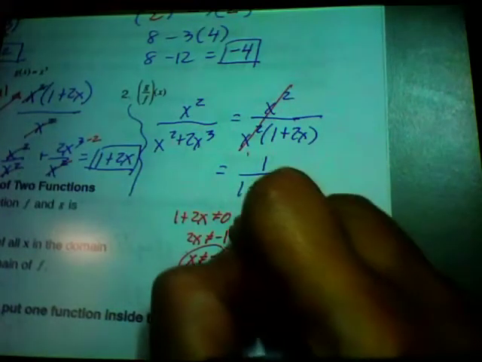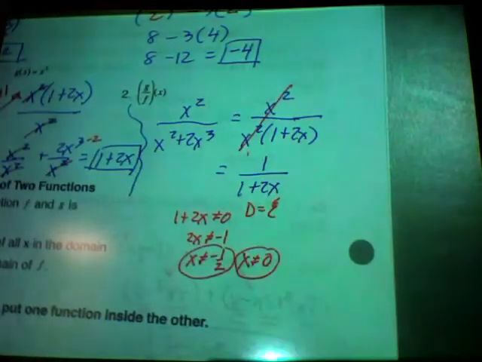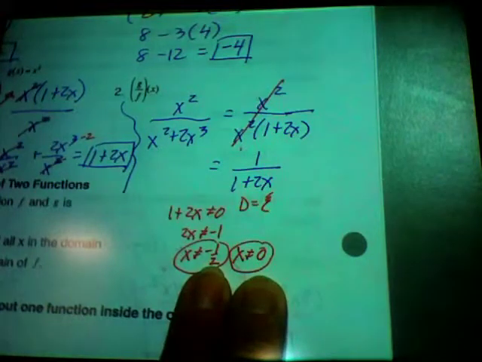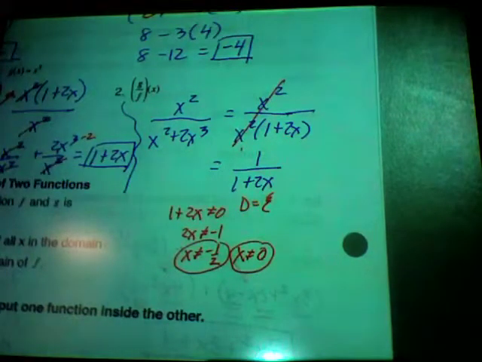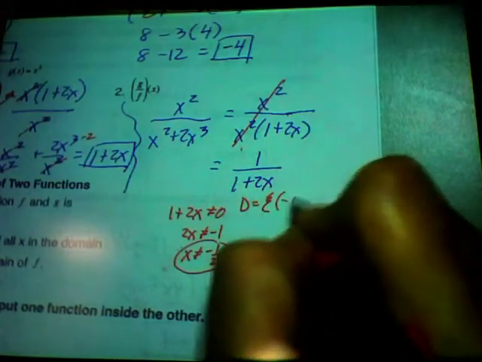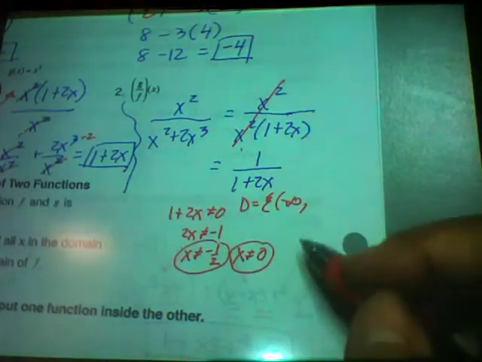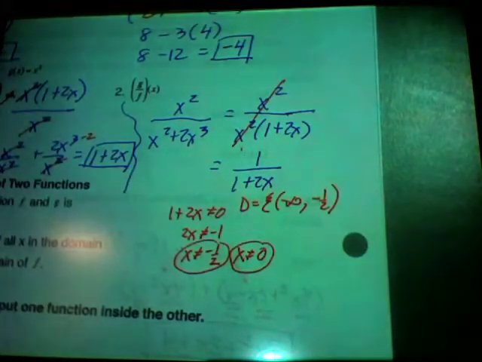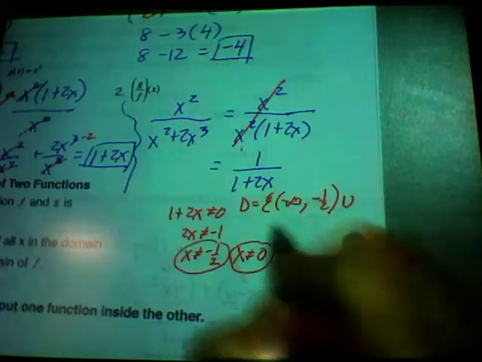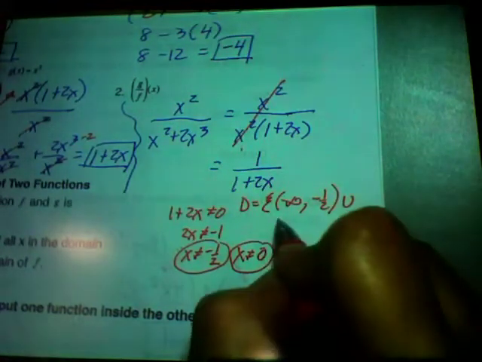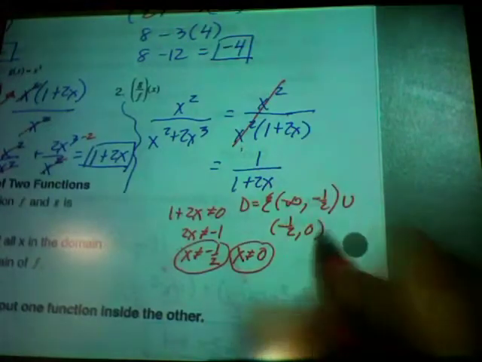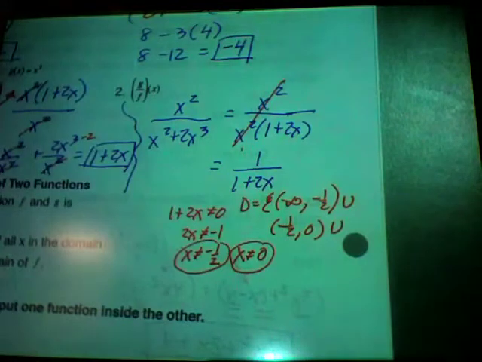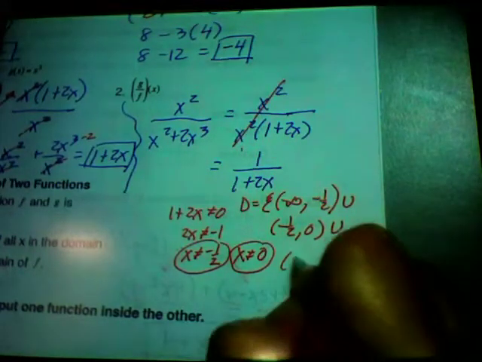So now, how would I write my domain in interval notation? These are my critical values, -1/2 and 0. How do you show to the left of negative 1/2? Negative infinity. And then do I include negative 1/2? Nope. So negative 1/2, parentheses. And then union. Then start at negative 1/2 and go to 0. Both of those are parentheses because we don't want to include them. Union. And then how do you go to the right of 0? 0, positive infinity.